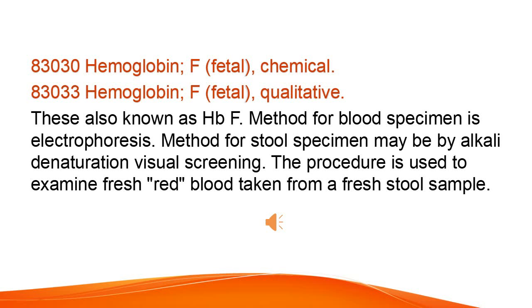Hemoglobin, F, fetal, chemical. Hemoglobin, F, fetal, qualitative. These are also known as HbF. Method for blood specimen is electrophoresis. Method for stool specimen may be by alkali denaturation visual screening. The procedure is used to examine fresh red blood taken from a fresh stool sample.